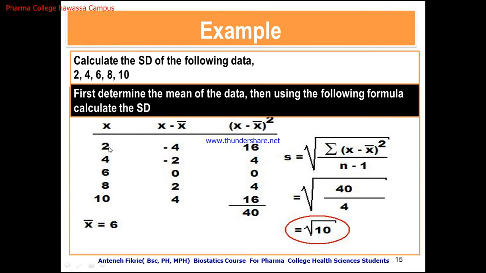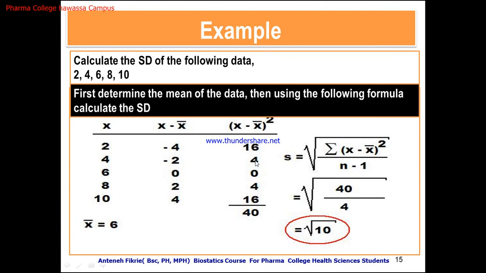The first one is 2. 2 minus 6 is negative 4. 4 minus 6 is negative 2. 6 minus 6 is 0. 8 minus 6 is 2. And 10 minus 6 is 4. Then finally, we square them. Negative 4 squared is 16. Negative 2 squared gives positive 4. 0 is 0. 2 squared is 4. 4 squared is 16.